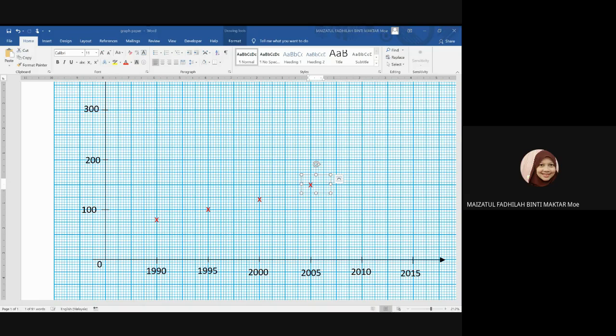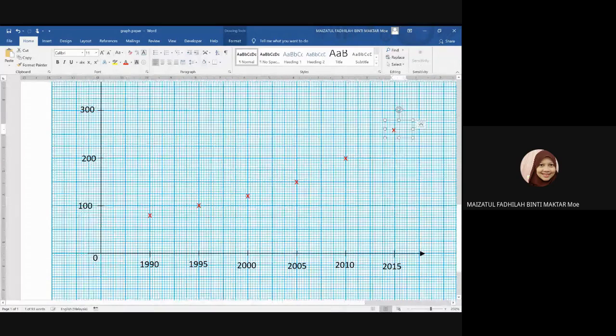Right, then 2010, 200. And the last one, 2050. Okay, done. Mark the point.